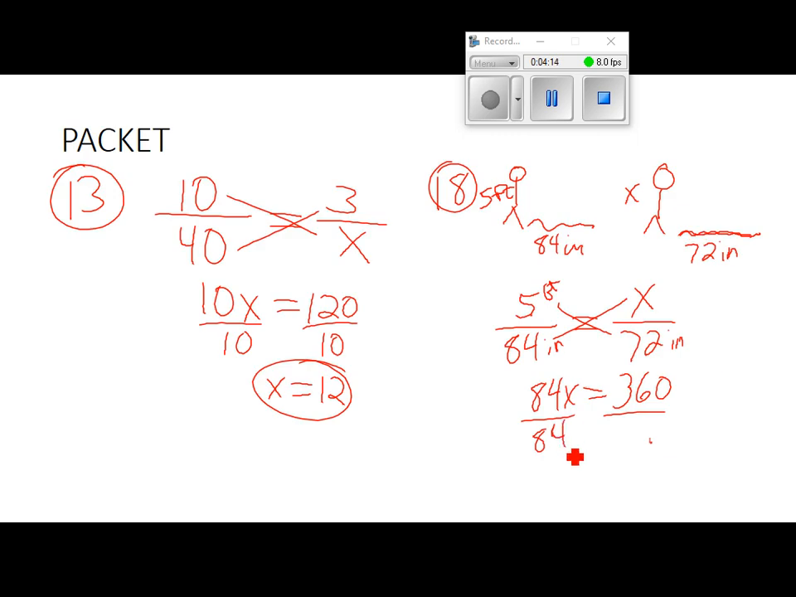Divide both sides by 84, what do you end up with? 30 over 7, so 4 and 2 sevenths. Well, that doesn't make a whole lot of sense either, does it? When you're dealing with feet and inches, do we want a fraction like that? You look on a ruler or a tape measure or anything, does it have 2 sevenths on there? No. So what could we do?